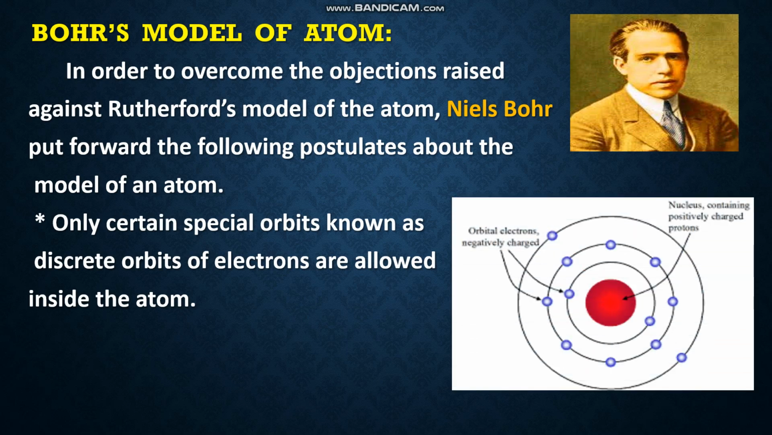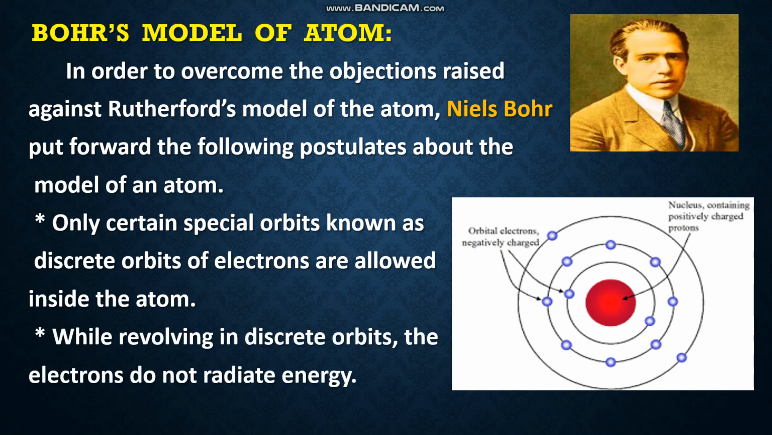Here you can see, as we have already seen, the center of the atom is called the nucleus. All the positive charge is concentrated at the center and the electrons are revolving around the nucleus. So the electrons cannot revolve as they like in any path. There are some discrete orbits, or separate orbits. So only certain special orbits, known as discrete orbits of electrons, are allowed inside the atom.